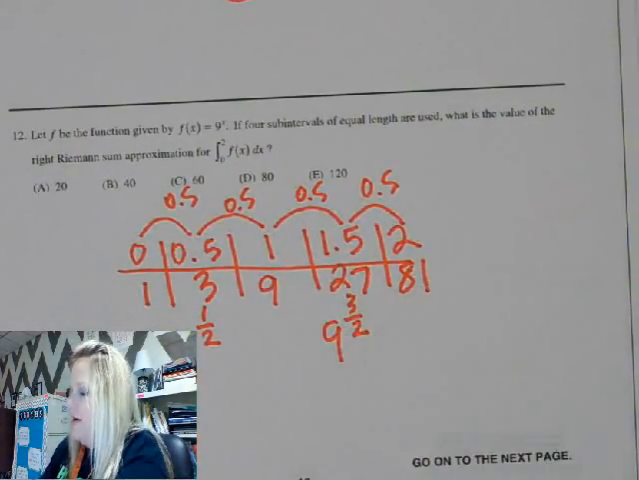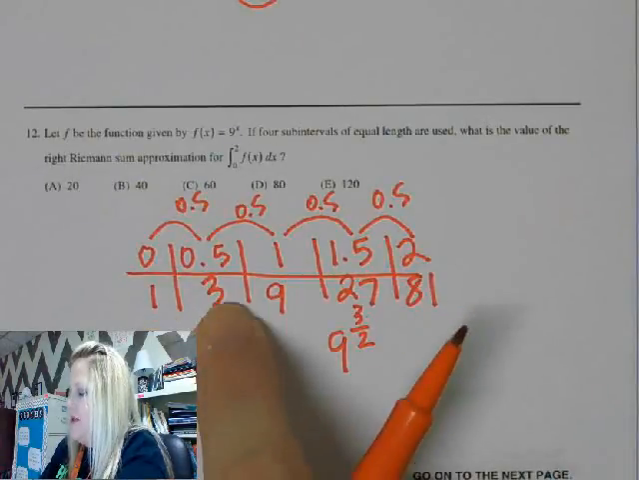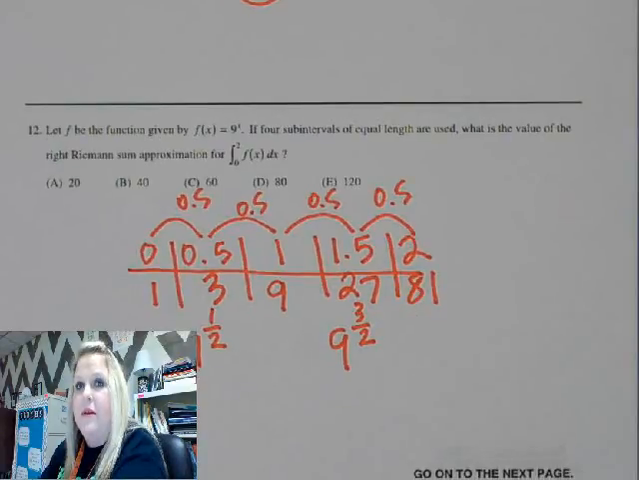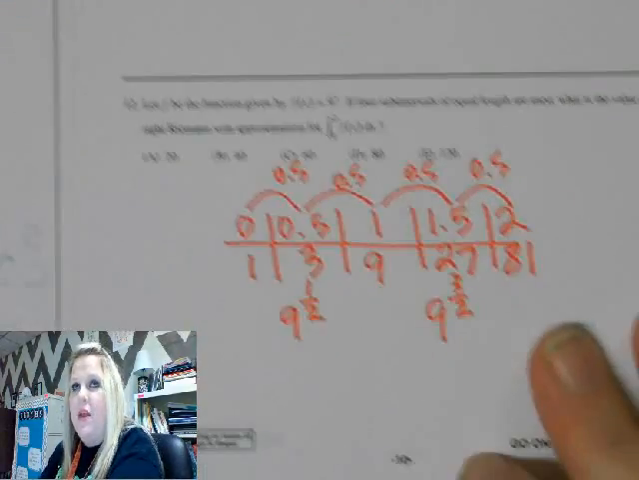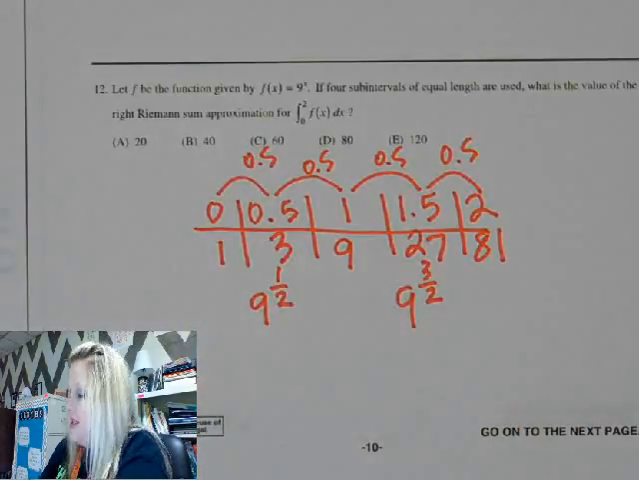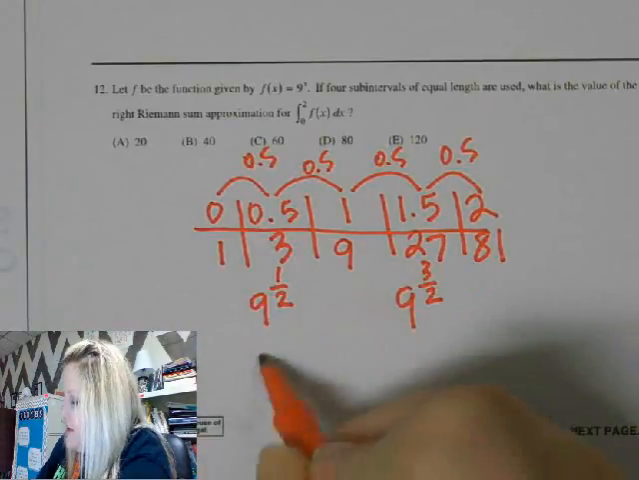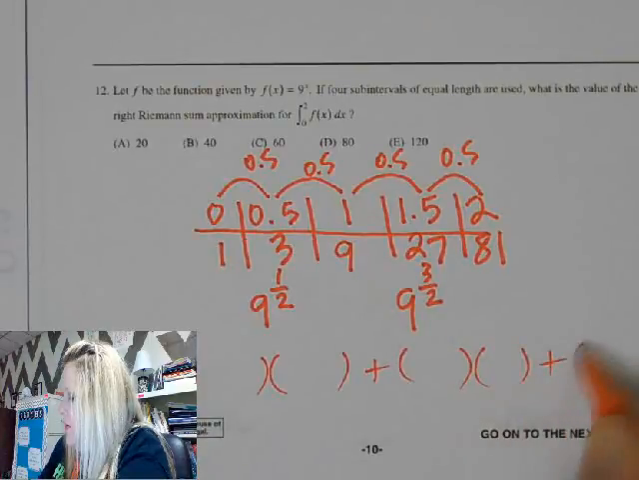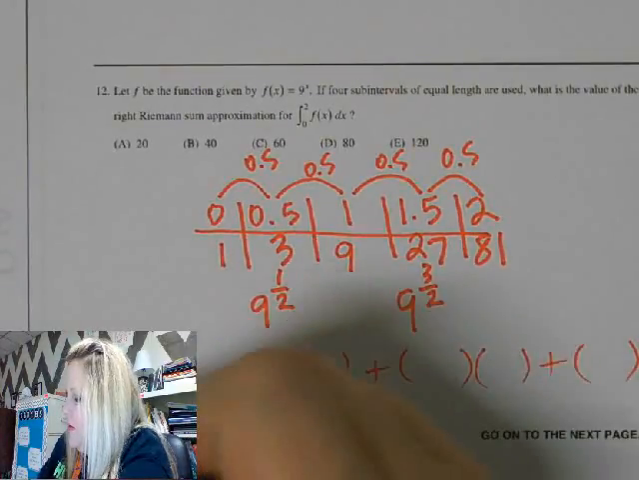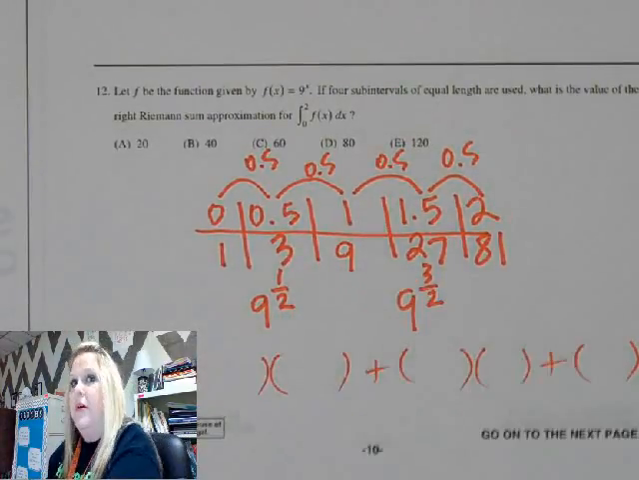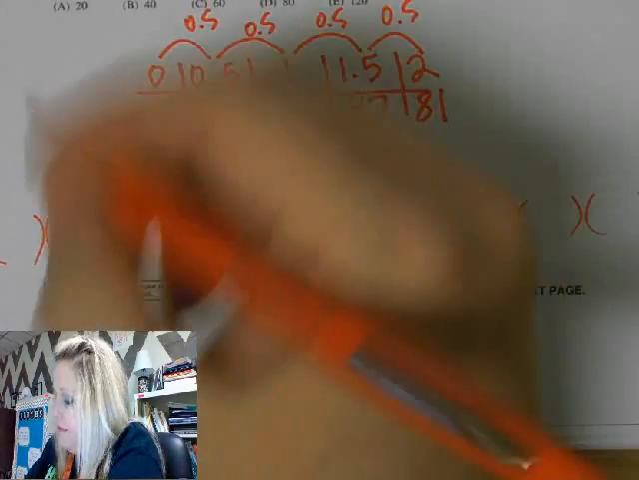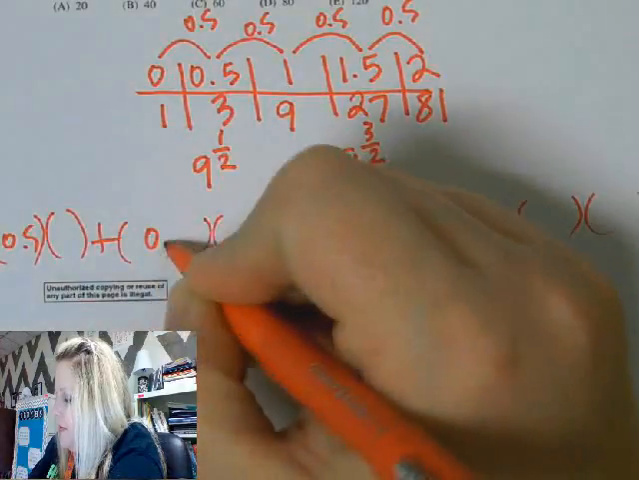Okay, so now we can do the right Riemann sum. So we're going to have 4 rectangles. Each one of them will have a width of 0.5. And then we'll use the right height. So from 0 to 0.5, we would use 3. Then we'd use 9, 27, and 81.